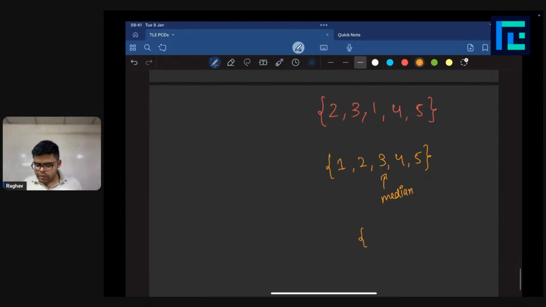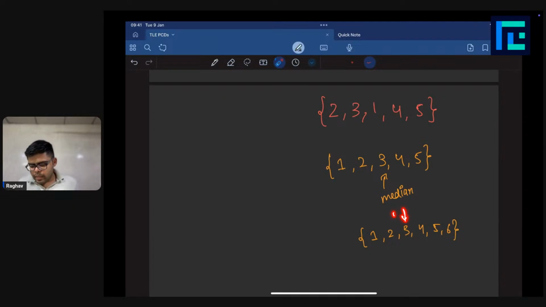In case the number of elements in the array were even, let's say you had an array like this after sorting, then you will have two elements in the middle. Both of these are the middle elements. The left one would be considered as the median here.